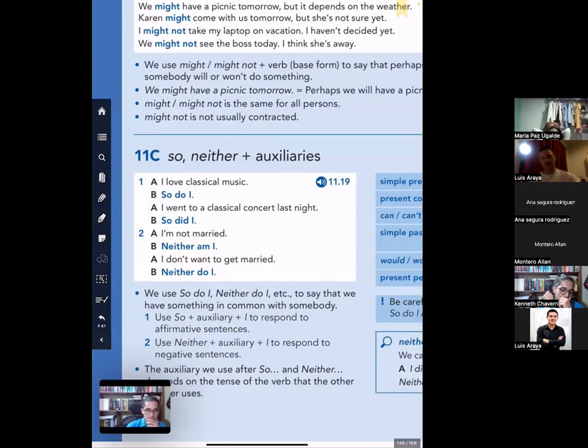Questions, doubts, concerns? I think it's easy, but well, for me, thinking and using the auxiliary first, I don't know, it's confusing. I know it's a new topic, isn't it?